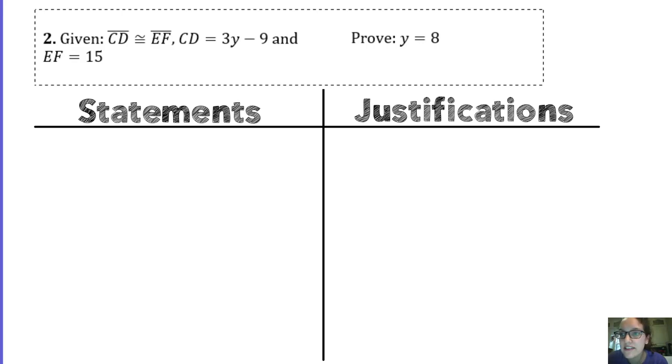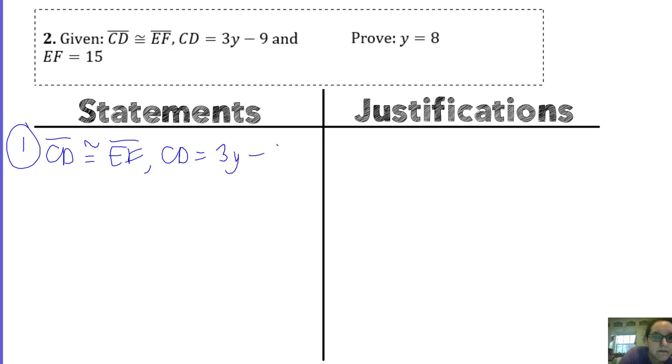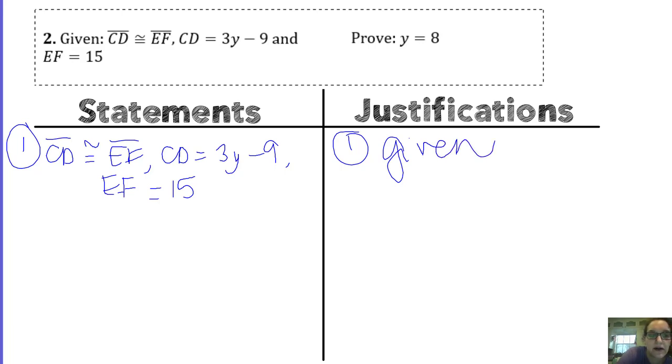Let's do number 2. So this is on your notes. Given that segment CD is congruent to segment EF, CD is equal to 3y minus 9 and EF is 15. So let's go ahead and put that in our proof as our first statement. And hopefully you already notice that the first statement has a congruent symbol and the second two parts of the given have equal signs. CD is equal to 3y minus 9, that has an equal sign. But CD is congruent to EF does not have an equal sign. So I want to switch that statement from a congruent symbol to an equal sign, because if I have all equal signs, then I can substitute and use transitive and all that stuff.